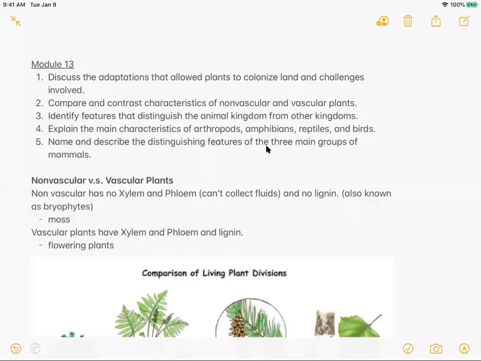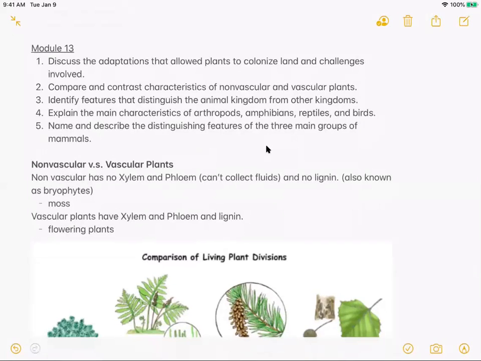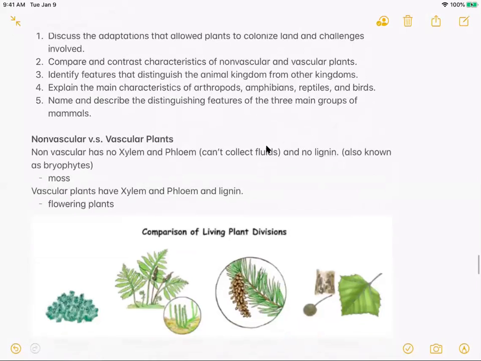So I'm not going to go into every single point on this module because I want it to be fun. I want it to be something that you discover. But I'm going to go over the main learning objectives that are covered on the exam.